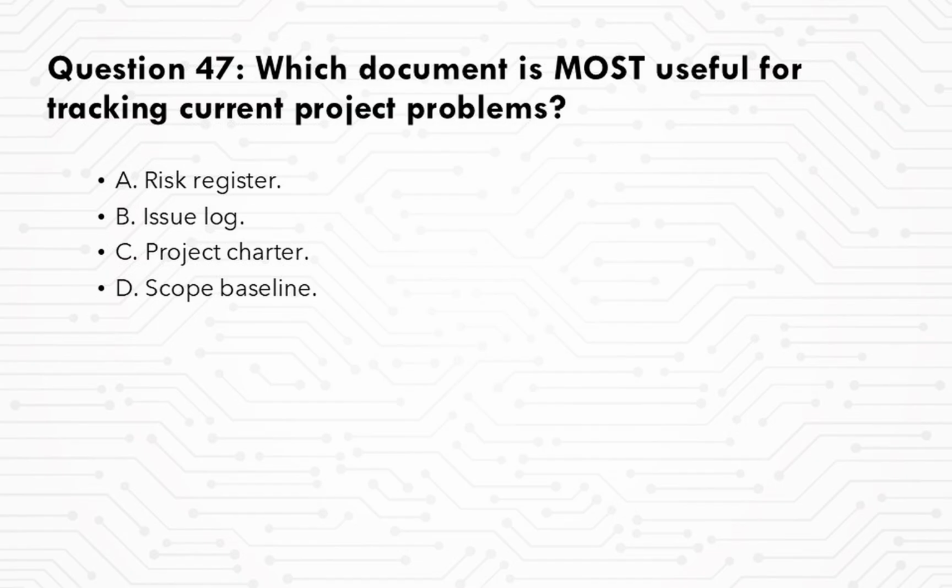Which document is most useful for tracking current project problems? A. Risk register. B. Issue log. C. Project charter. D. Scope baseline. Answer: B. Issue log tracks active problems.